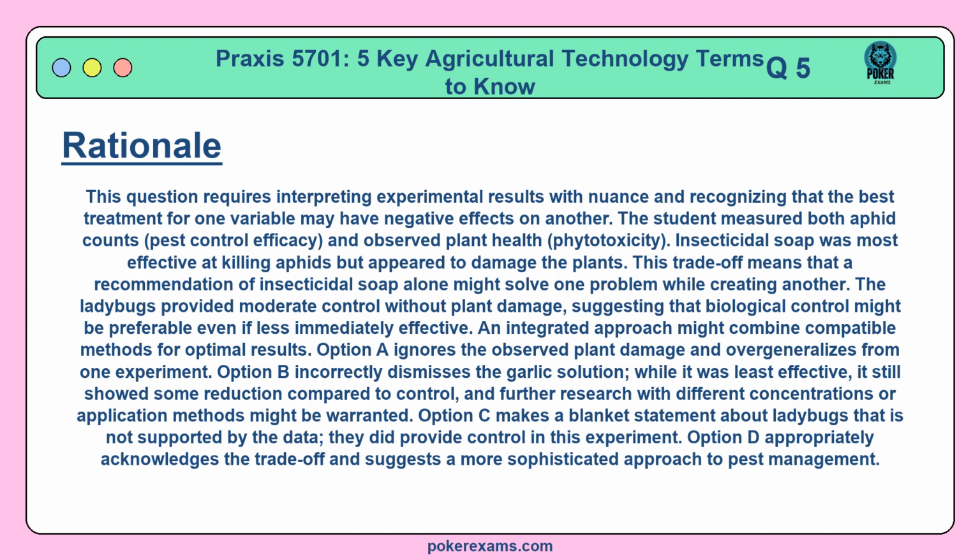Option A ignores the observed plant damage and overgeneralizes from one experiment. Option B incorrectly dismisses the garlic solution. While it was least effective, it still showed some reduction compared to control, and further research with different concentrations or application methods might be warranted. Option C makes a blanket statement about ladybugs that is not supported by the data. They did provide control in this experiment. Option D appropriately acknowledges the trade-off and suggests a more sophisticated approach to pest management.